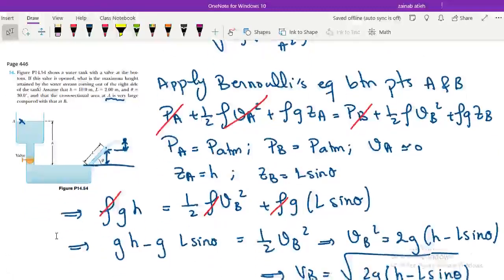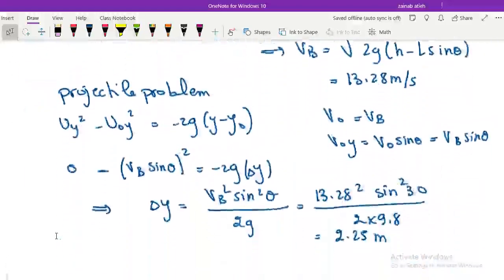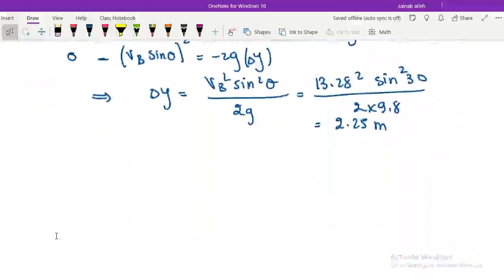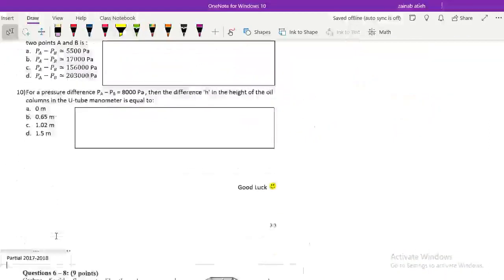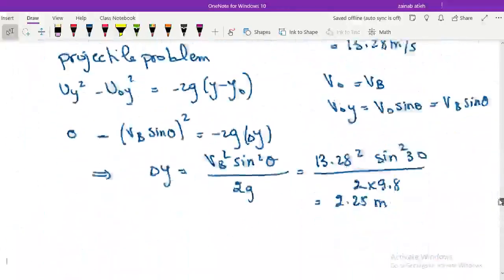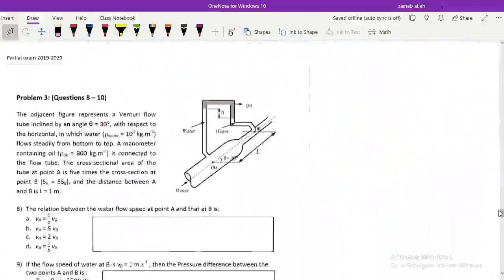Now I have finished solving problems related to chapter 14. I will solve some problems from previous sessions. These sessions are, I guess, partial exams, so I will start with this first one. It's partial exam 2019-2020.